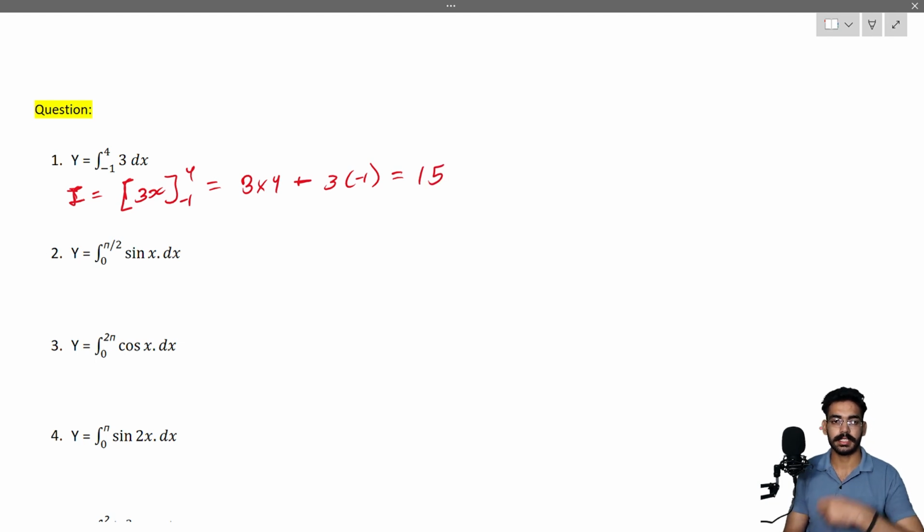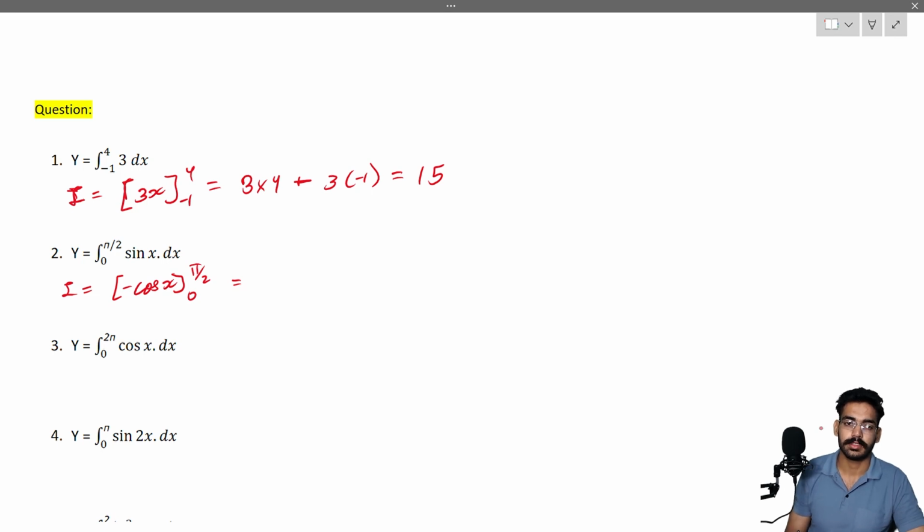Now let's take sin x dx. We know the integration of sin x is minus cos x. You can take the minus outside, no problem, or keep it inside, that's also not a problem. So cos of pi by 2, how much is it? Cos of pi by 2 is 0, so minus 0 minus of minus cos 0. Cos 0 is 1, so this will be plus 1. That's how it is. I hope this is clear.